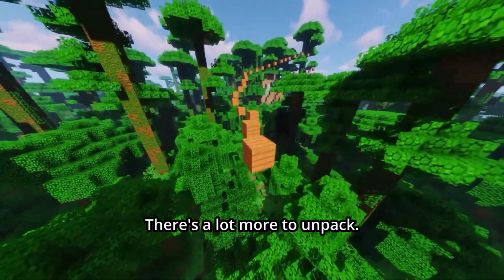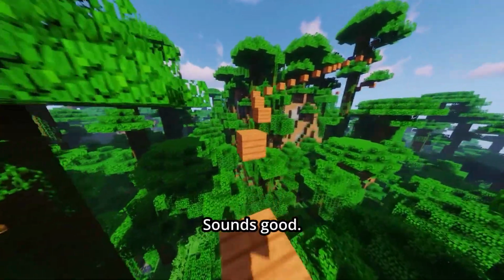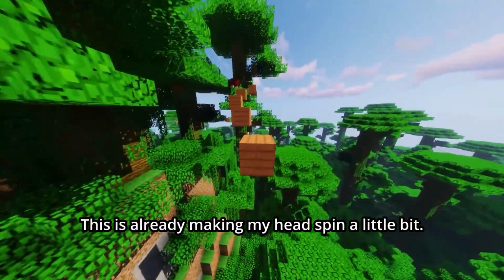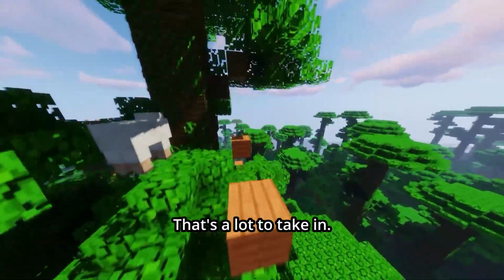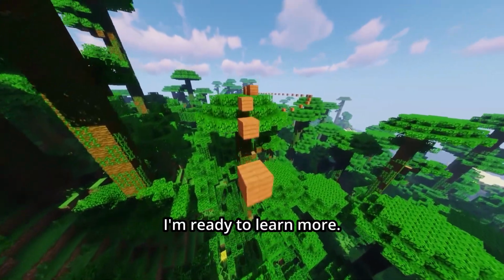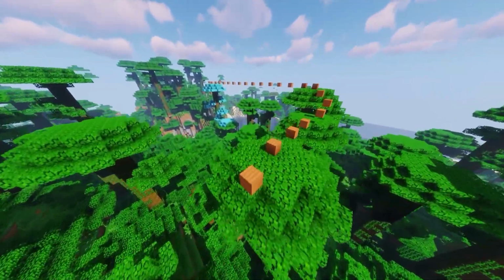There's a lot more to unpack. Yeah, we'll get into the sweep generator and triggering next time. All right, sounds good. That's where things get even more fascinating. I can't wait. This is already making my head spin a little bit. That's a lot to take in, but in a good way. I'm definitely hooked. Good, I'm glad. I'm ready to learn more. All right, we'll pick it up next time. Perfect, thanks. You got it.